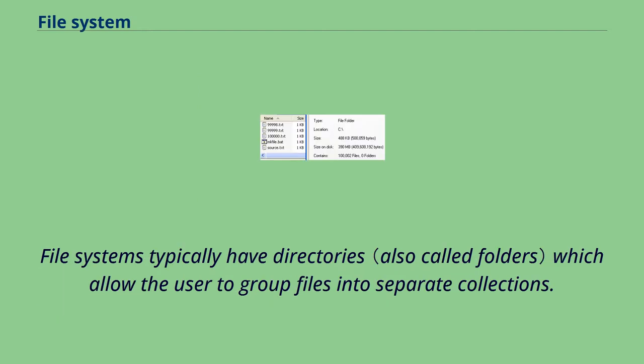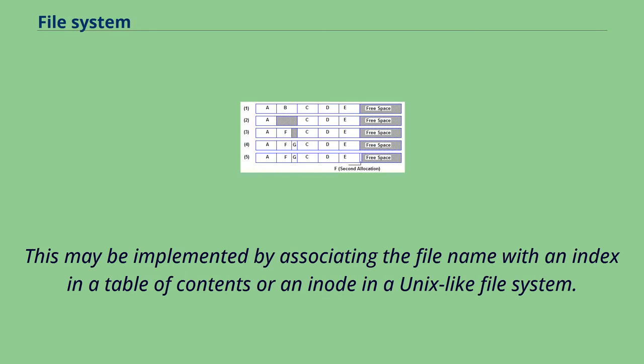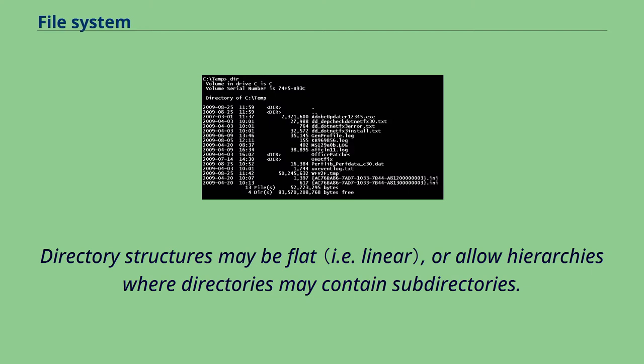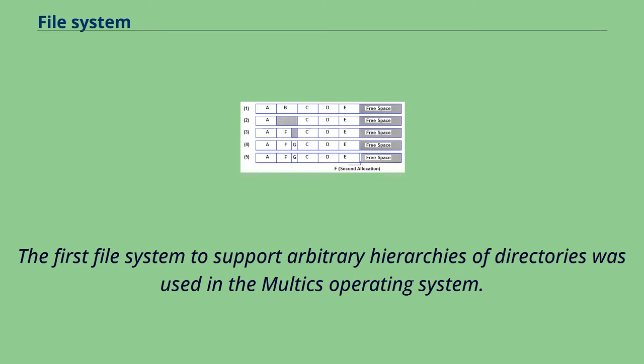File systems typically have directories which allow the user to group files into separate collections. This may be implemented by associating the file name with an index in a table of contents or an inode in a Unix-like file system. Directory structures may be flat, or allow hierarchies where directories may contain subdirectories. The first file system to support arbitrary hierarchies of directories was used in the Multics operating system.